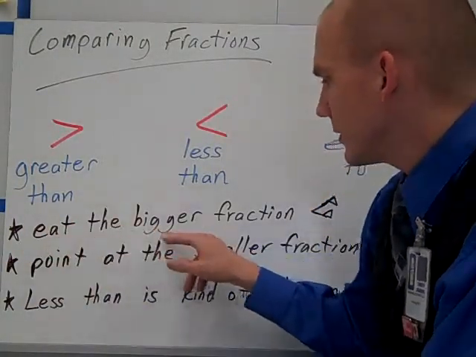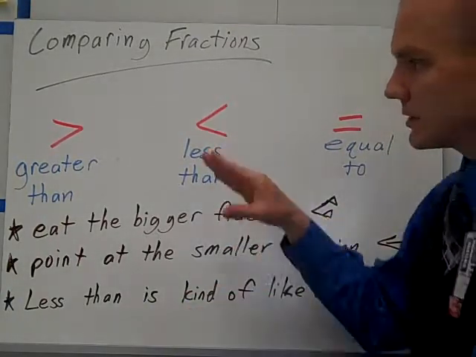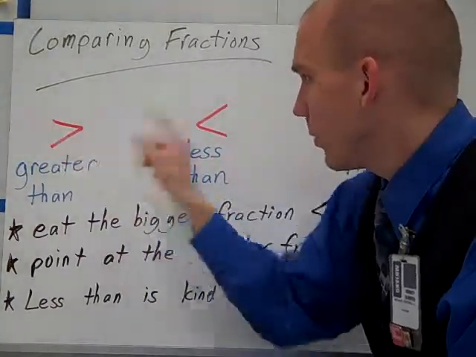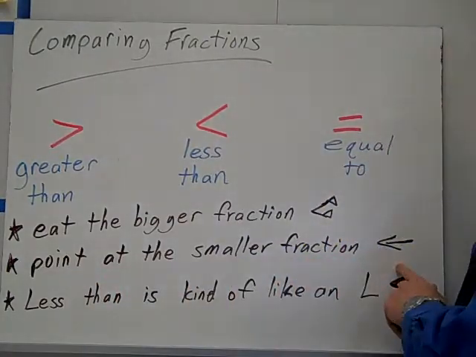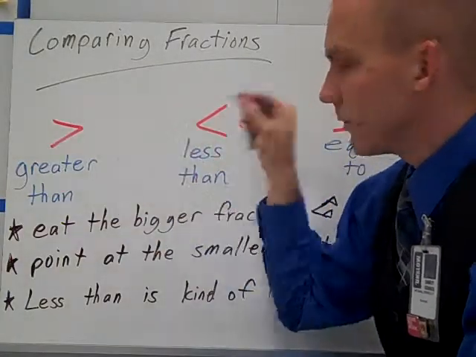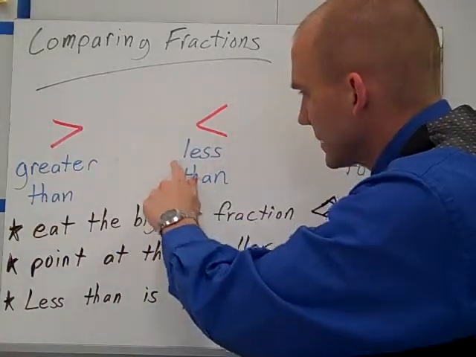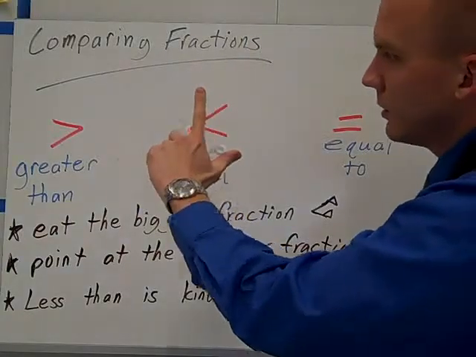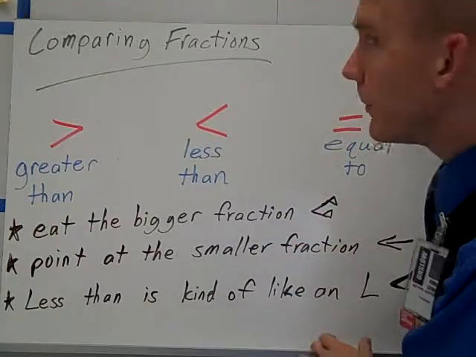You always want to eat the bigger fraction, and you can see a little symbol here with some teeth on the end. Because you want to eat the bigger fraction, whichever way that is, that is the way you want the mouth to open up. Point at the smaller fraction. You can see a little arrow here pointing: whichever fraction is smaller, you want the tip to point at. And in terms of remembering greater than versus less than, this less than symbol is kind of like an L, whereas this would be backwards. So it's just some tricks to remember them.